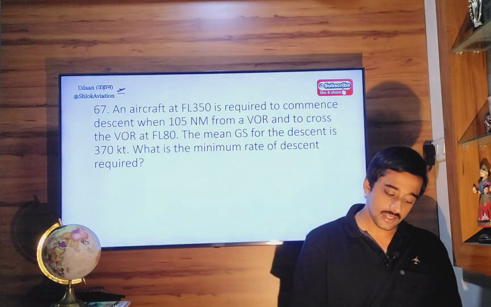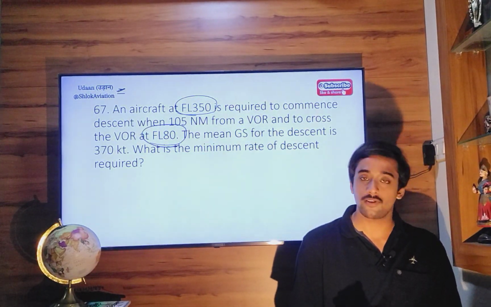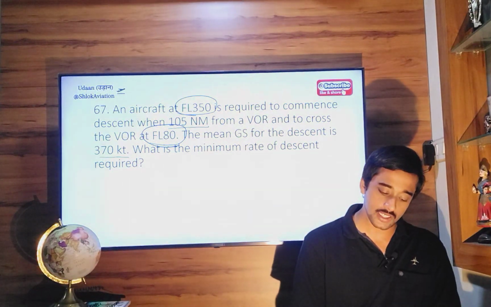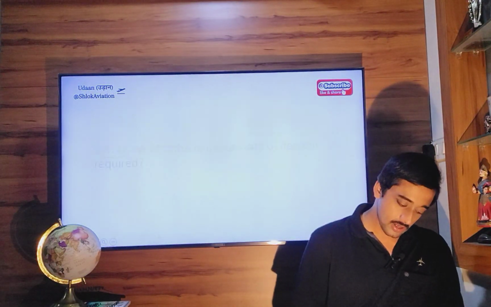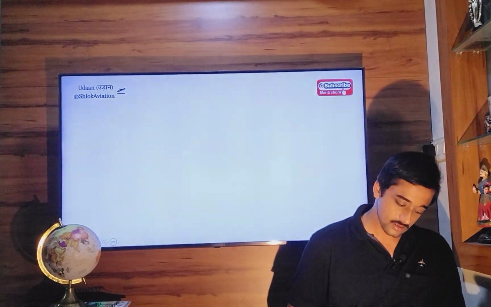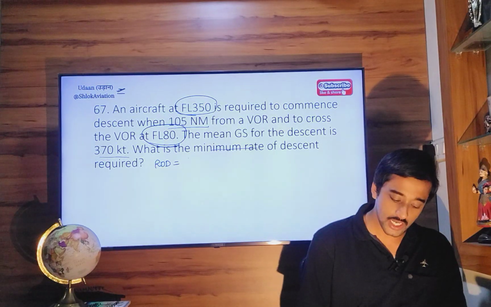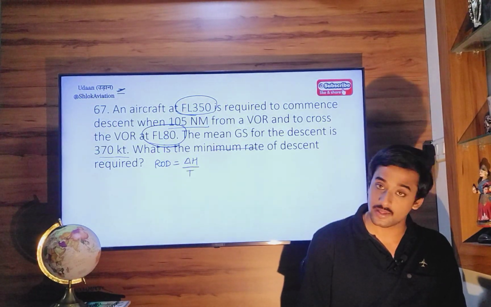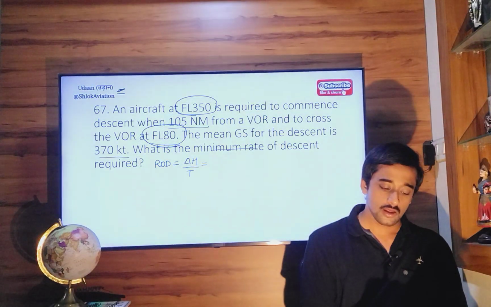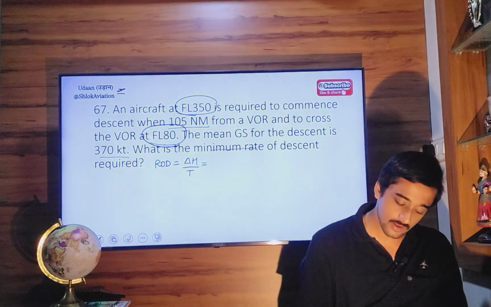Next, question 67. Aircraft is at flight level 350. It has to descend over the VOR at flight level 80. Distance is given, speed is given, what is the rate of descent? So, rate of descent equals change in height divided by the time taken. Descending from 35,000 to 8,000 will be a height change of 27,000 feet.